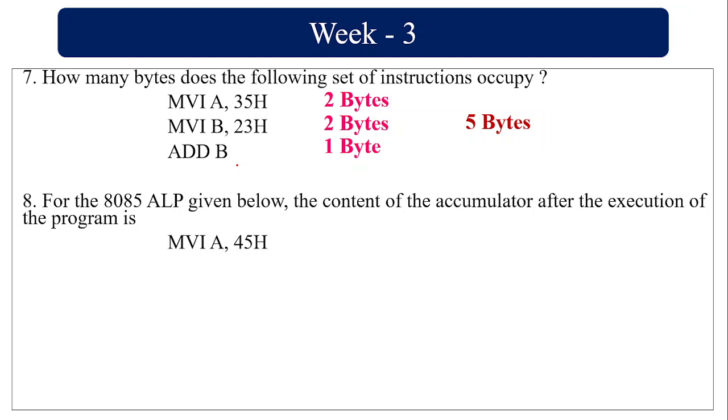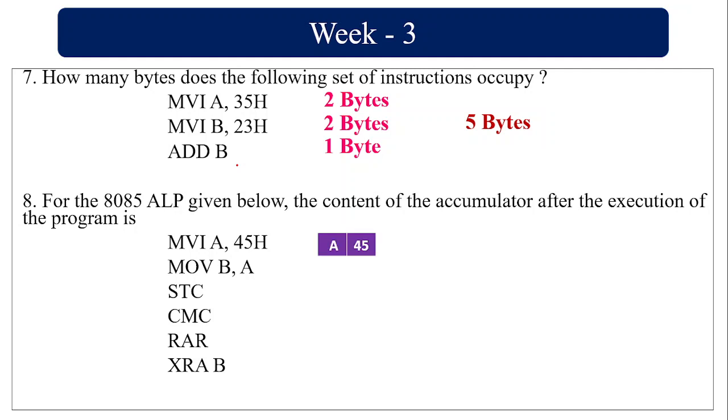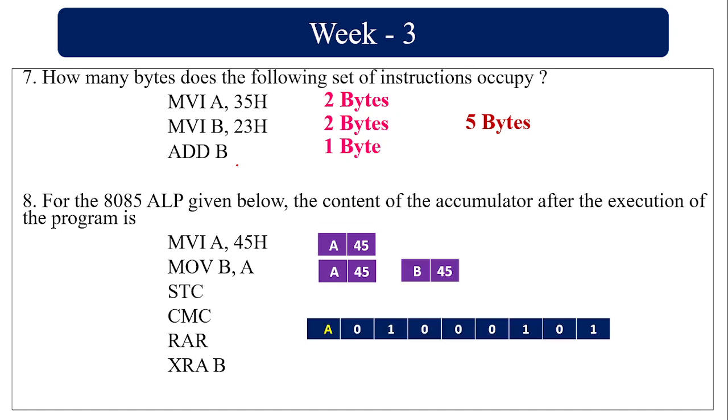For the 8085 ALP, what is the content of the accumulator after the execution of the program? MVI A, 45 and MOV B, A. Now the content of your A register will be moved to your B. STC is set carry, the carry bit will be set. CMC complements the carry bit, then rotate the accumulator right through the carry, and then XRA B. So exclusive OR operation is performed between A and B. Now your A value is 45 and B value is also 45. Here with STC the carry bit is set, next with CMC the carry bit will be reset.